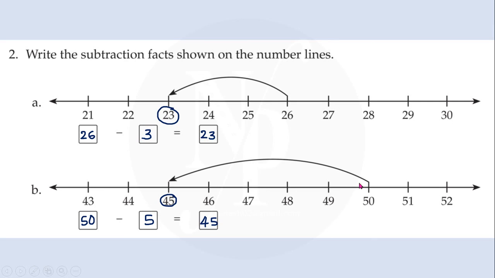So like this, looking at a number line, you can write addition and subtraction facts.